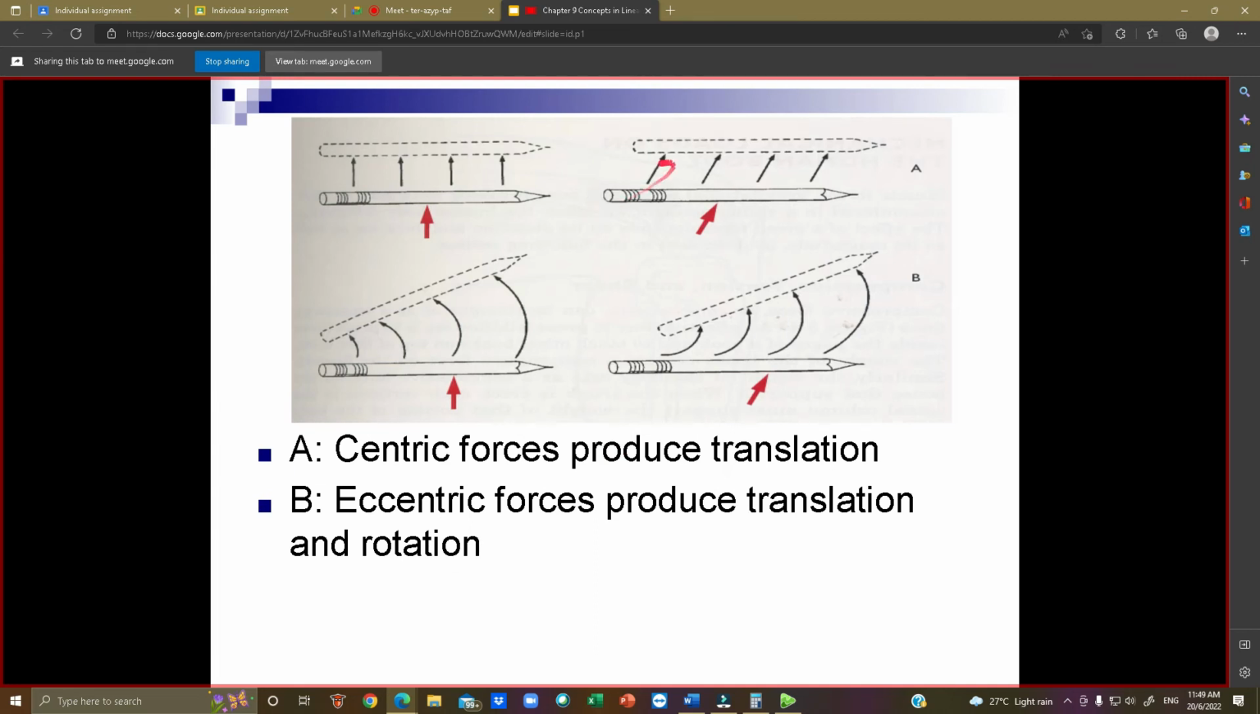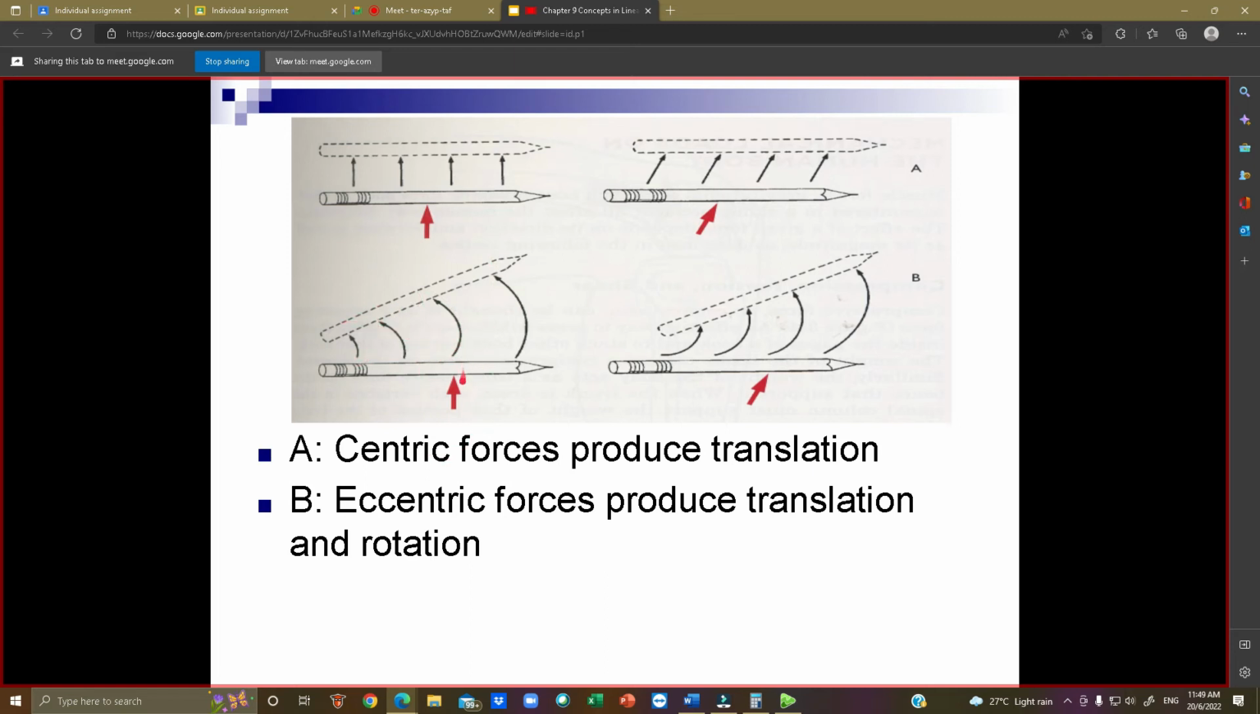Okay, ni contoh lah. Okay, centric. Ni centric. Bila kita tolak, hasil dia either translation. Tapi, when we apply a force not parallel to the center of mass, it will cause a rotation and also a translation. Ni translation, bergerak ke hadapan. Ni bergerak pada point A, point B, translation. And the shape of the translation is actually a rotation.